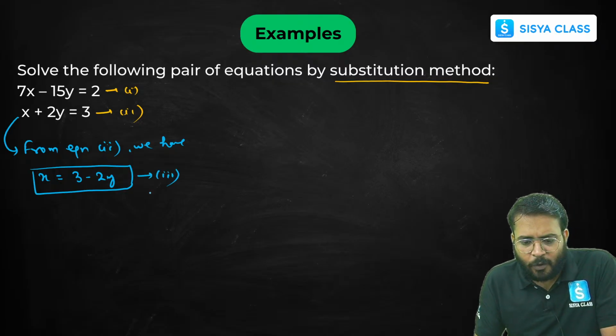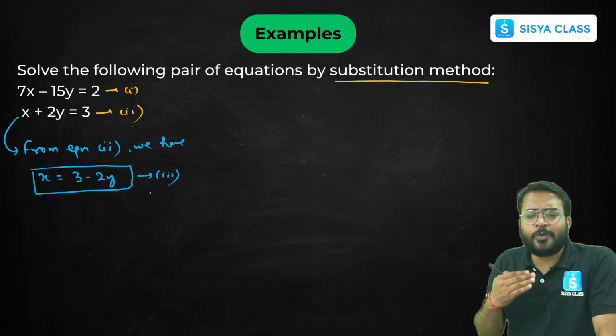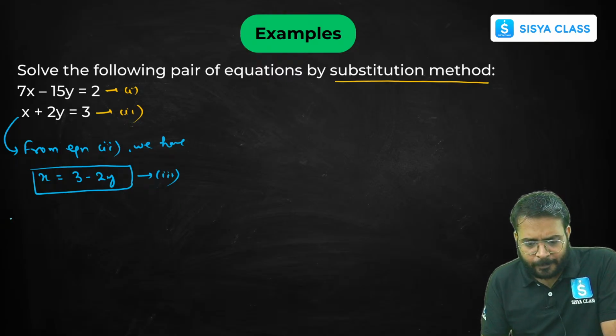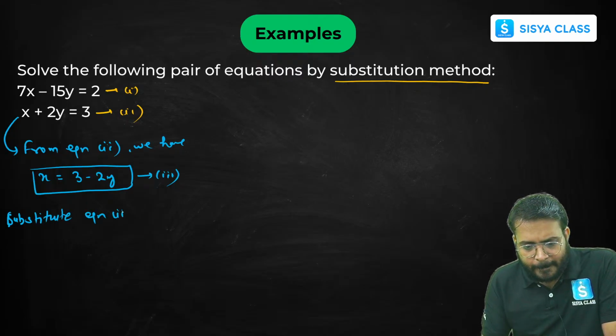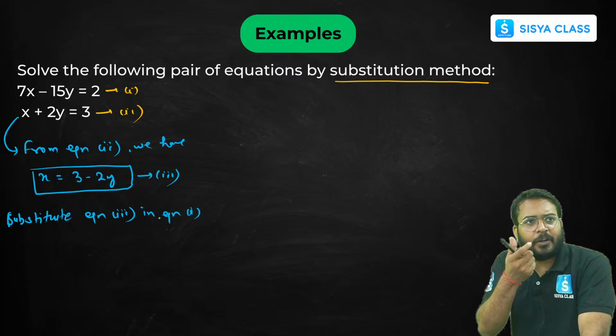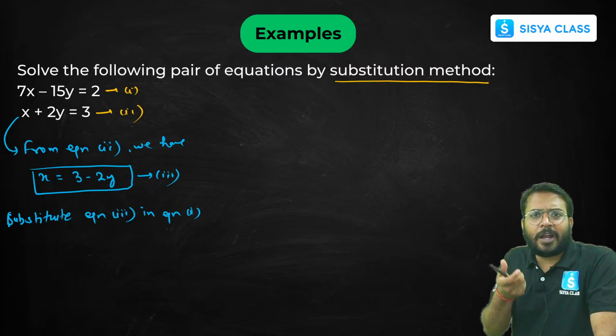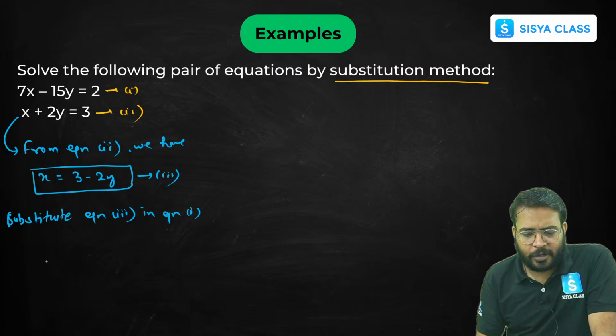All right. Now what I will do, I am going to substitute my equation 3 in equation 1. Equation 3 means, beta, the value of x is equal to 3 minus 2y. I am going to substitute that in my equation 1. So now what will I get, beta?